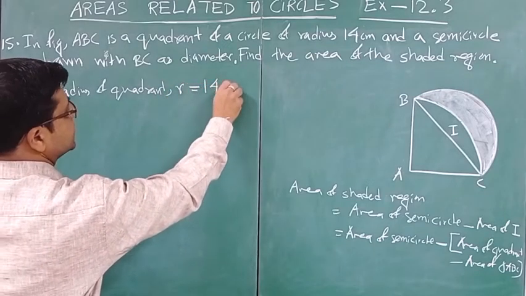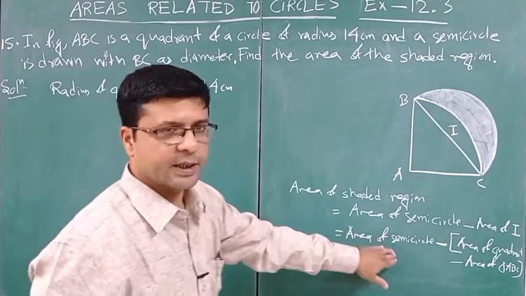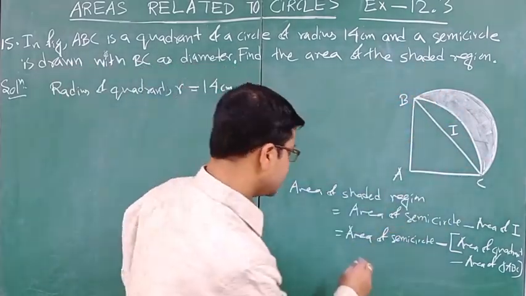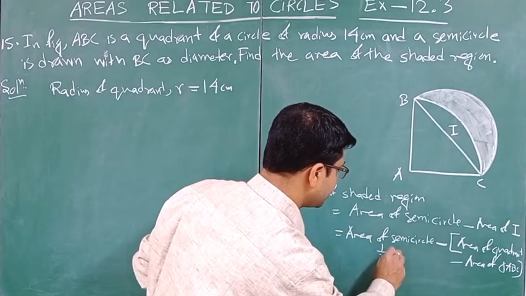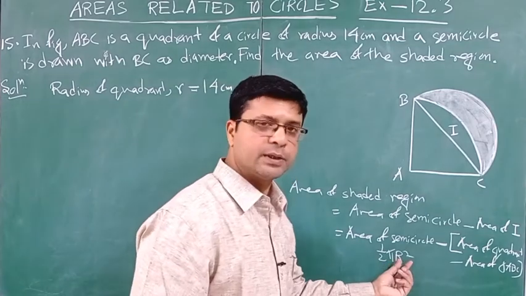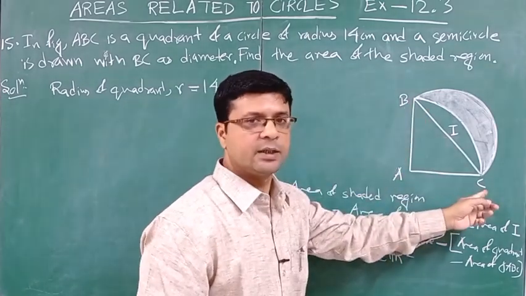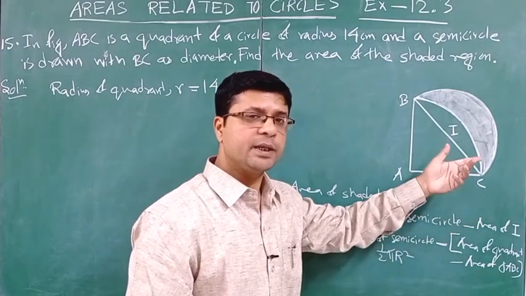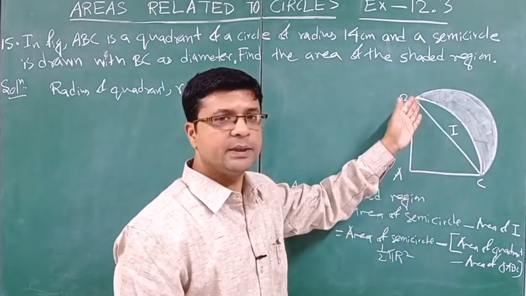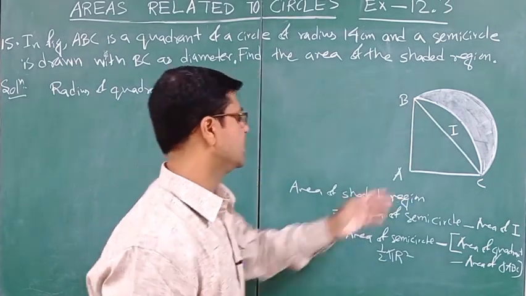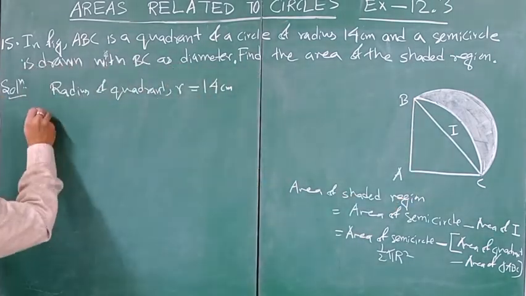It is 14 centimeters. So area of semicircle. This is the semicircle. We know that expression for area of a semicircle is half pi r square, but here this r is not known to us, so let us find this radius. Okay, here what is BC? BC is the diameter, so half of it will be the radius. Now question is how to find BC? We can find BC by using Pythagoras theorem in this triangle ABC.